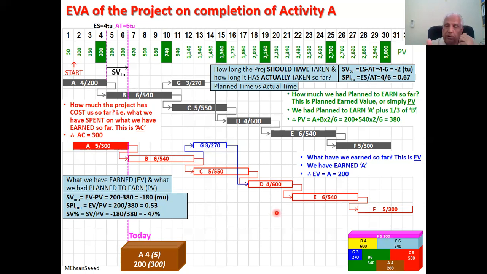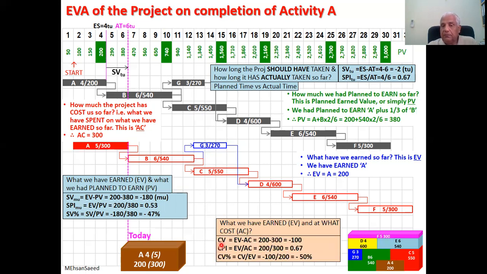We can do a similar exercise for cost by asking ourselves, what have we earned and at what cost? We have earned 200 at a cost of 300. What does that indicate? We are overspending. We are gaining less, spending more. Therefore, if we have to earn 3,000, we'll be spending far more than 3,000. So this yields a variance and index called cost variance. What have we earned? 200. At what cost? At a cost of 300. So the variance is negative. We are over budget. We have to do something about it. And instead of subtracting, if we divide, we get an index of 67%. And again, I'll deal with the variance percent later.